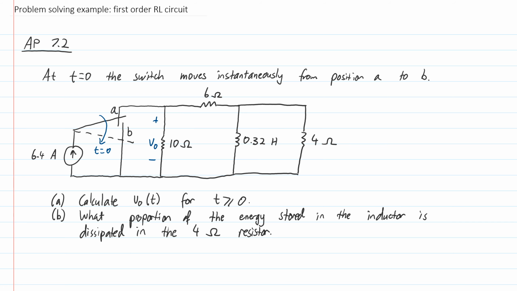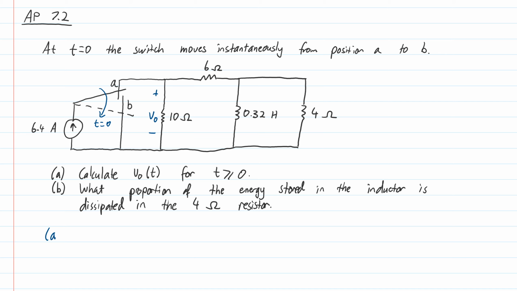So let's talk about how we can approach a problem like this. For part A, our strategy is, firstly, we need to find the initial inductor current. Let's label a current here on our diagram, we'll just call it I. We want to find the initial inductor current I at time 0, or actually a little bit before the switch moves. Sometimes you see a notation where you write I(0-), which is some really tiny bit before 0.